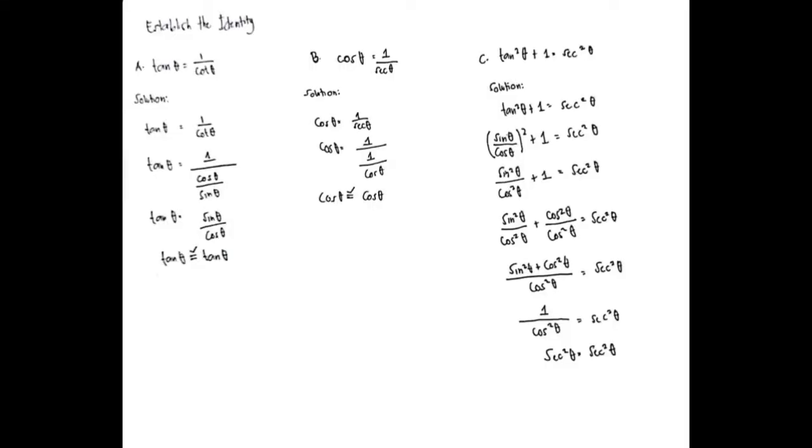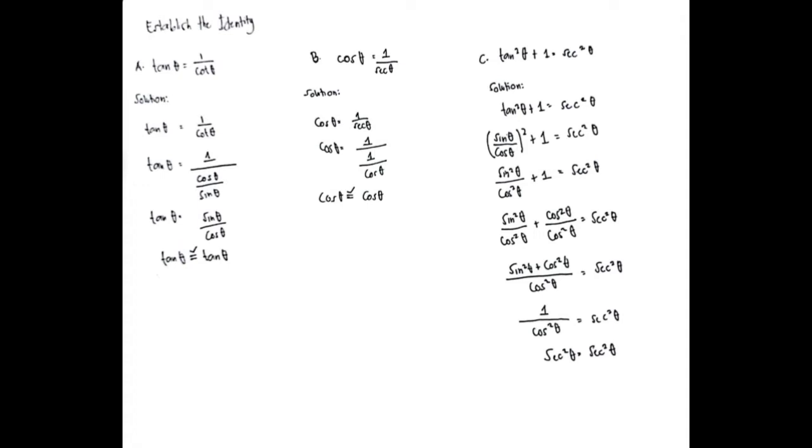So establish the identity of the following using the trigonometric identities. We have three examples in this video. The first one, the given is tangent theta is equal to 1 over cotangent theta. Let us establish that tangent theta equals 1 over cotangent theta.